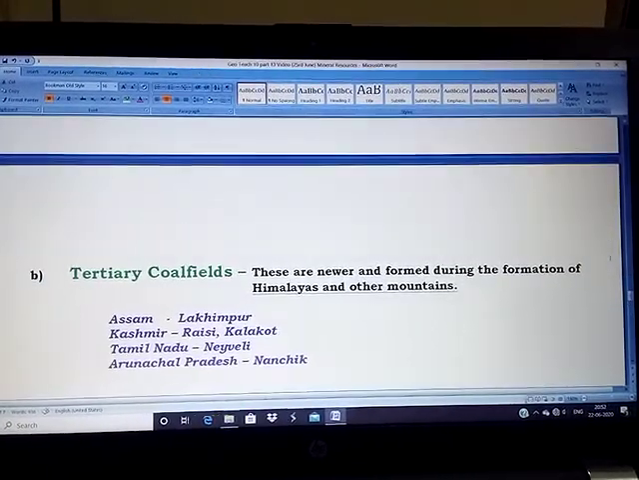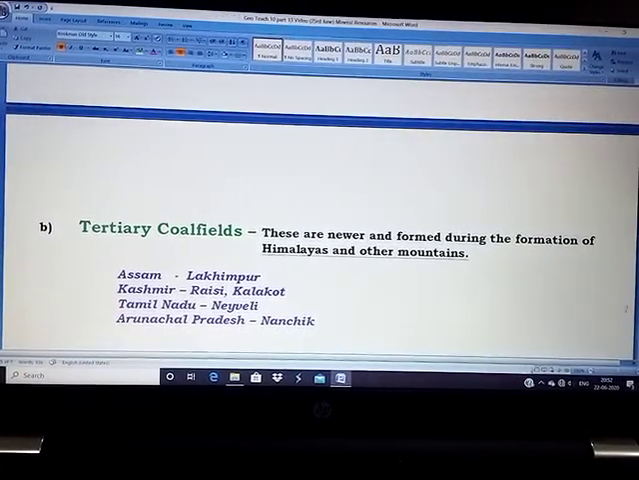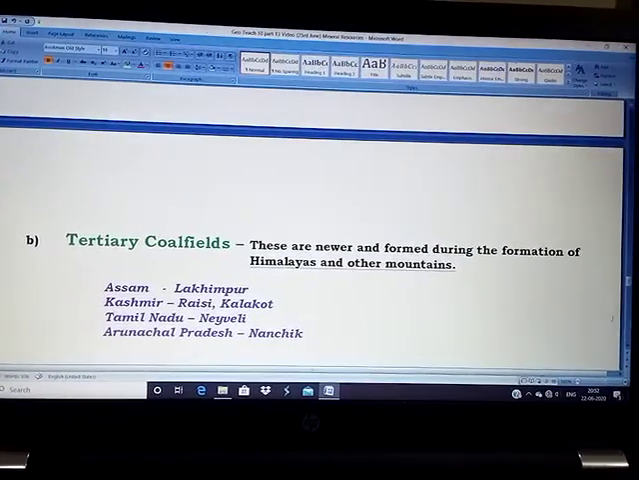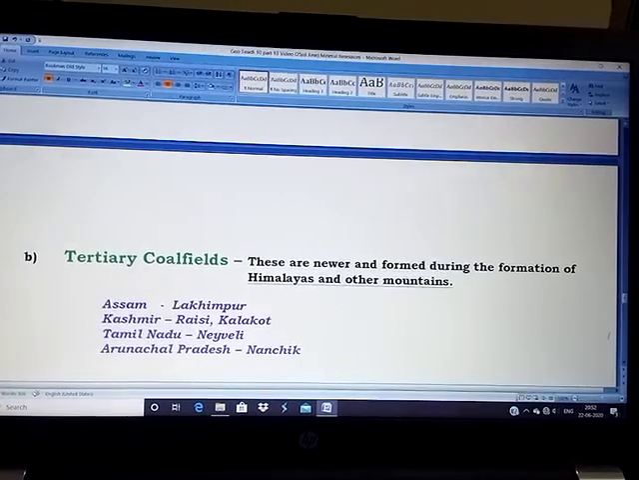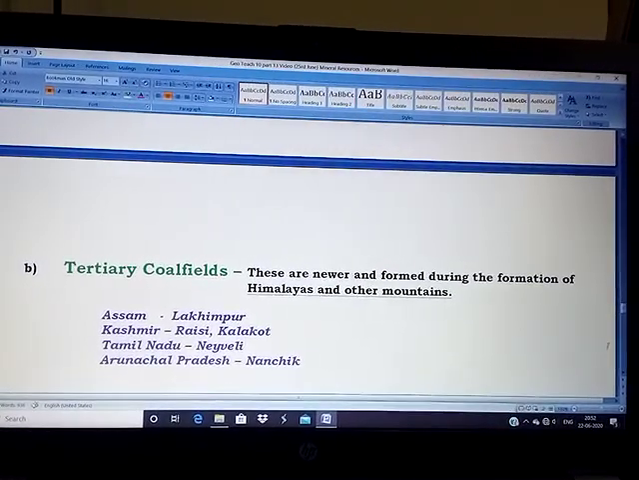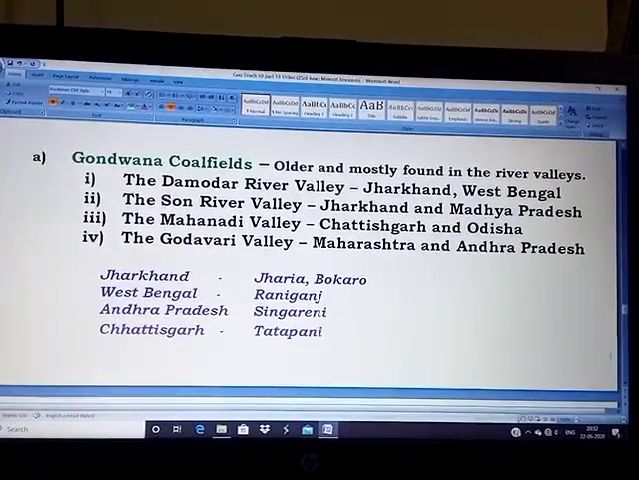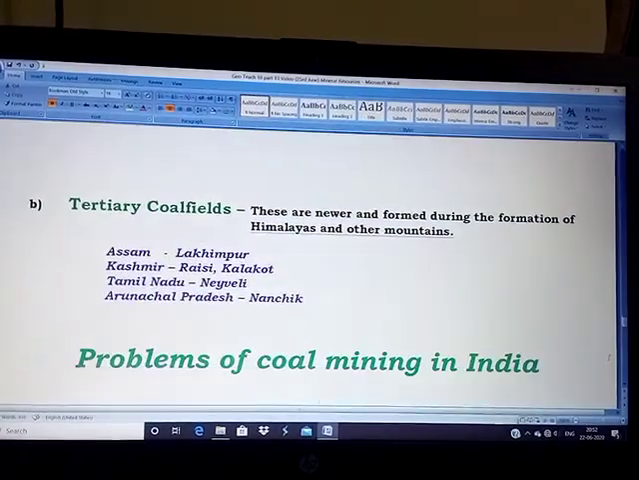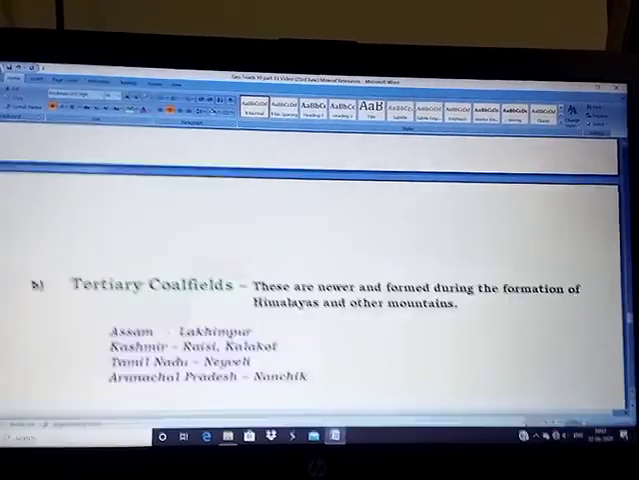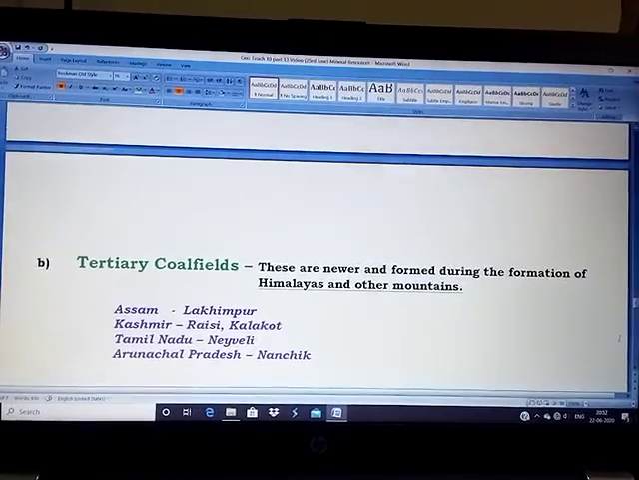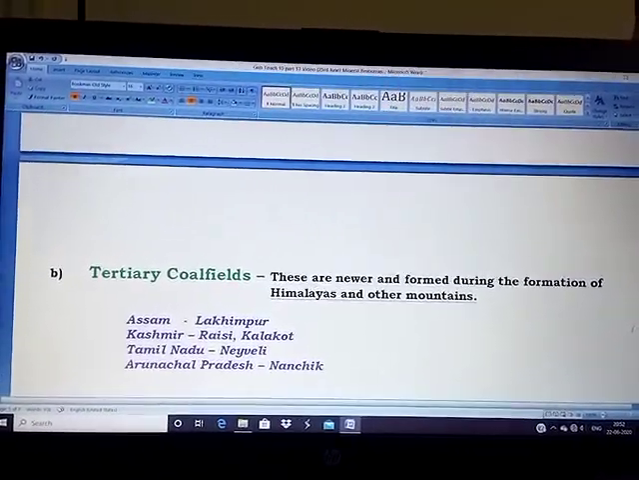The second type of coal fields called newer coal fields are tertiary coal fields. These are newer and they are formed during the formation of mountain building periods, mainly the Himalayas and the other type of mountains. You have to remember the difference between the two. The Gondwana coalfields are older and they are mostly found in the river valleys, whereas the tertiary coalfields are newer ones. They are formed during the mountain building time, like Himalayas and many other mountains. They are newer, but still it is more than 66 or 70 million years.